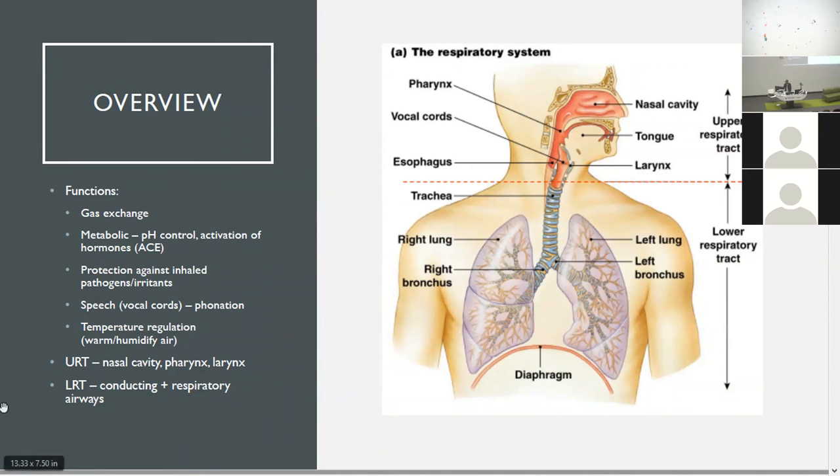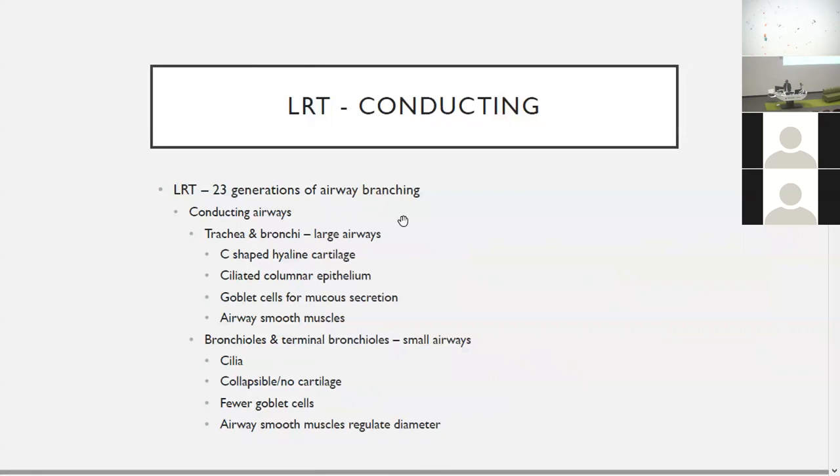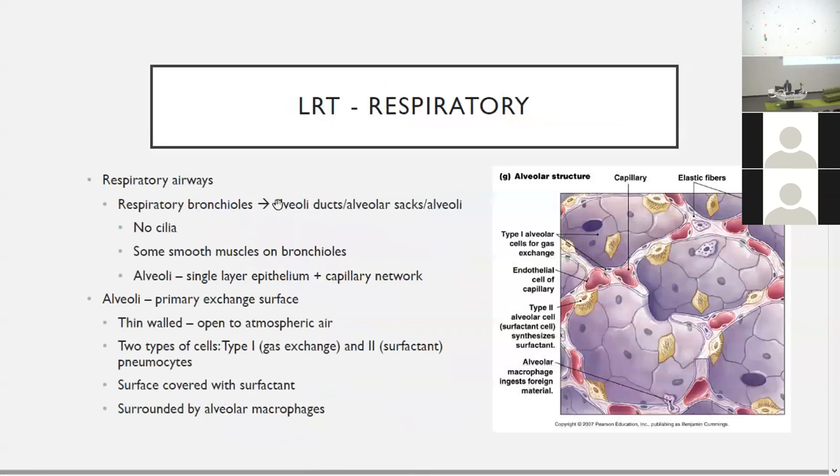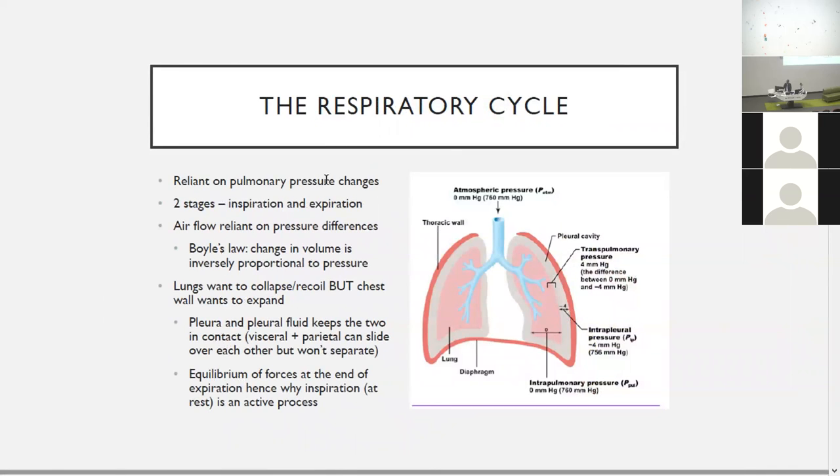So it's divided into upper respiratory tract and lower respiratory tract. There's a picture that you can look at. You can read that some other time. We just talked about this. So respiratory cycles, you have two stages, inspiration and expiration. And then you have different pressures which regulate which way air moves.